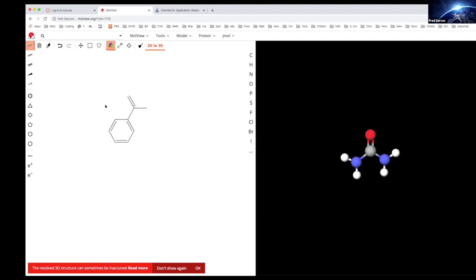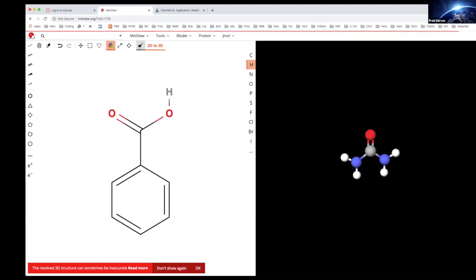I'm going to put an oxygen at the end of this. I'm going to put an oxygen at the end of that. And then I'm going to put one more bond here, make that hydrogen. That right there is benzoic acid. I'm going to clean it up.